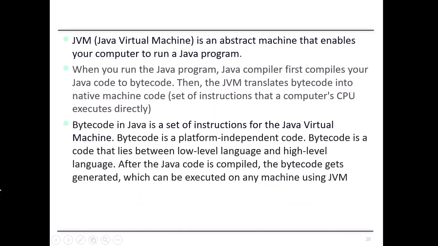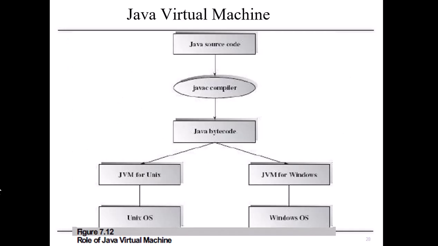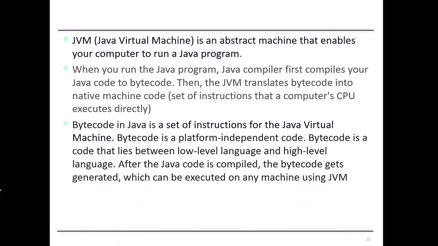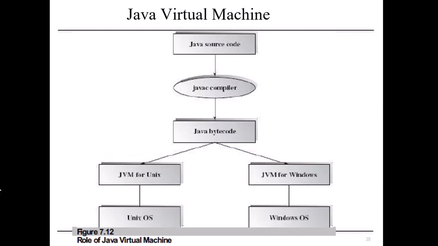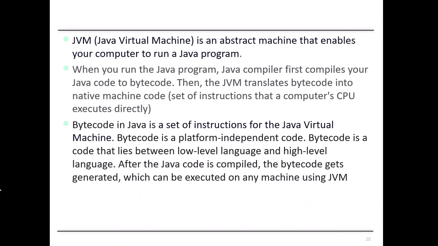Java virtual machine is an abstract machine that enables your computer to run a Java program. So what is JVM? JVM is an abstract machine that enables your computer to run. So for Java we need a JVM. When you run a Java program, Java compiler first compiles your Java code to a bytecode, then JVM translates bytecode into native machine language or hardware language.